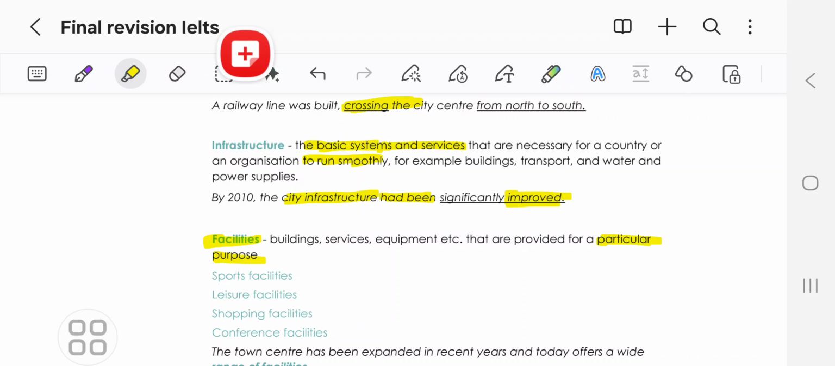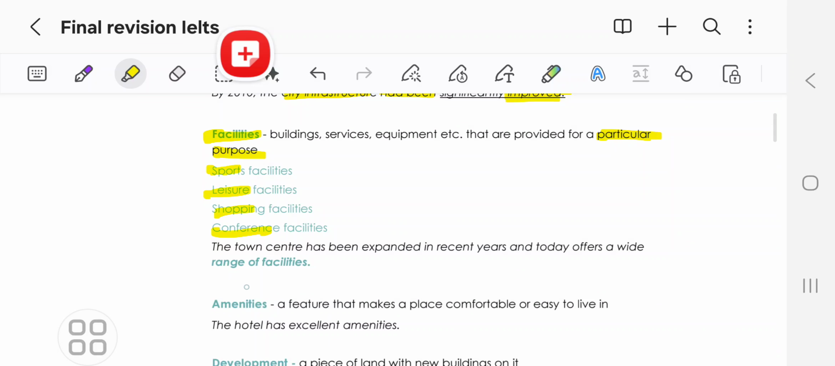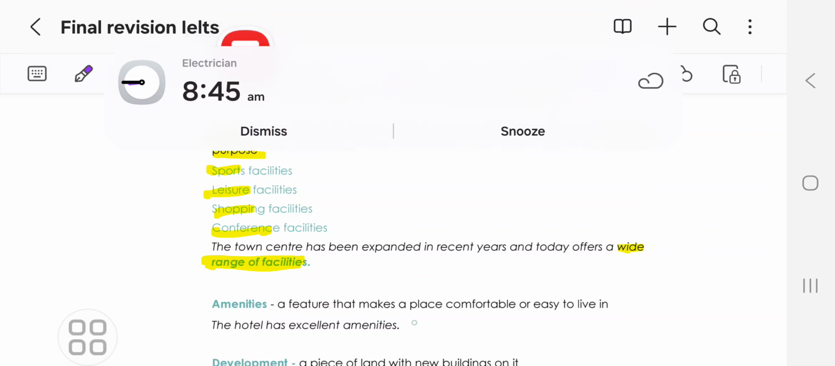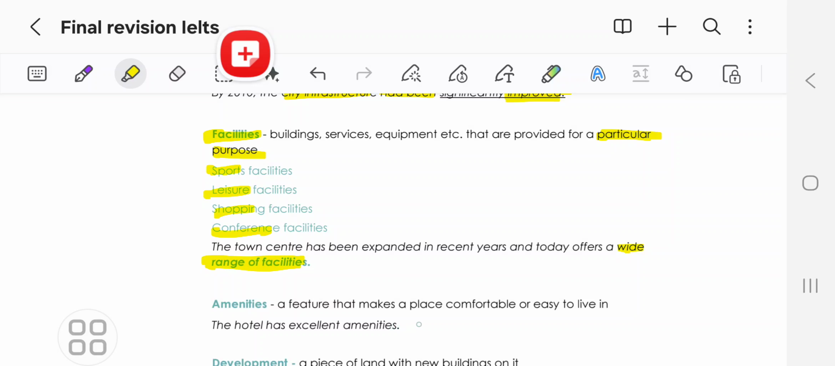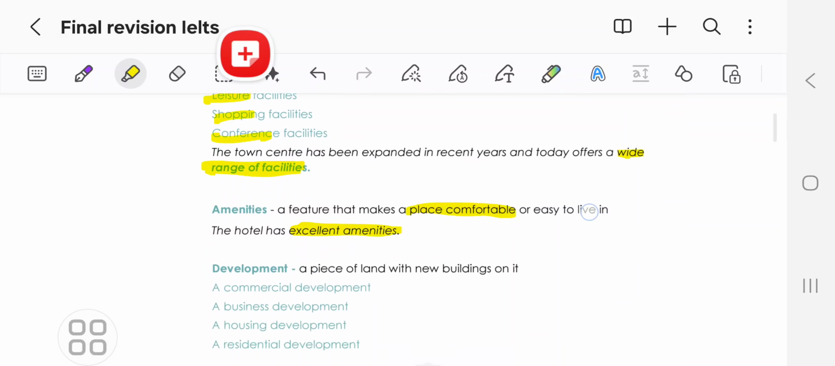Been significantly improved. And facilities: building services, equipment that has been provided for a particular purpose, sport facilities, leisure facilities, shopping, conference facilities that will be provided. The town center has been expanded in recent years and today offers a wide range of facilities. Amenities: a feature that makes a place comfortable and easy to live in. The hotel has excellent amenities. So the hotel has excellent amenities. A feature that makes a place comfortable and easy to live in is amenities.